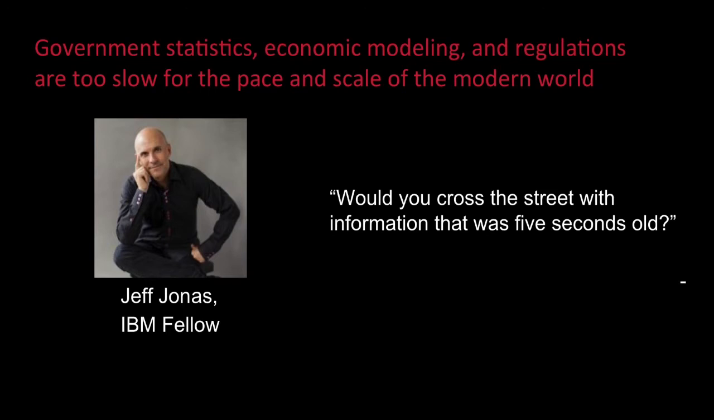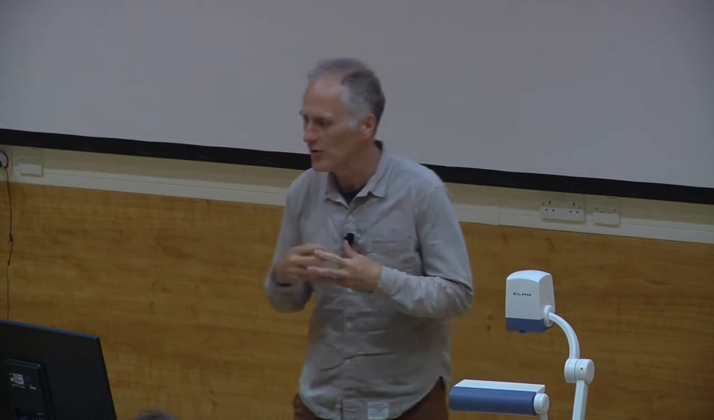So, I think government statistics, economic modeling, and regulations are too slow for the pace and scale of the modern world. I love Jeff Jonas, who was formerly an IBM fellow. He's now left to start a new company. He said, would you cross the street with information that was 5 seconds old? Hal Varian, Google's chief economist, talks about something he calls nowcasting. And of course, big hedge funds are there. They're trying to predict the global economy right now.